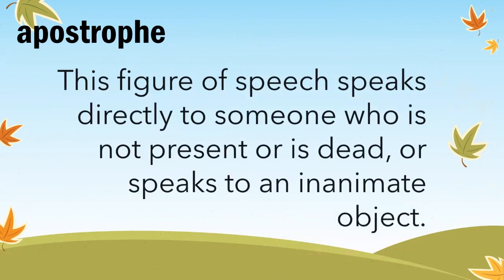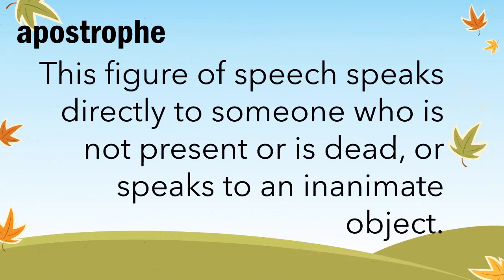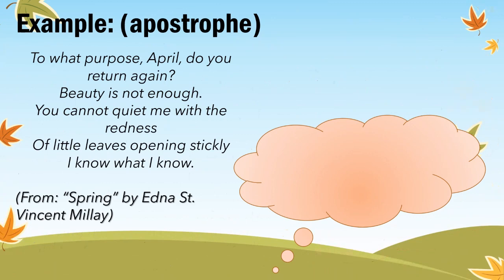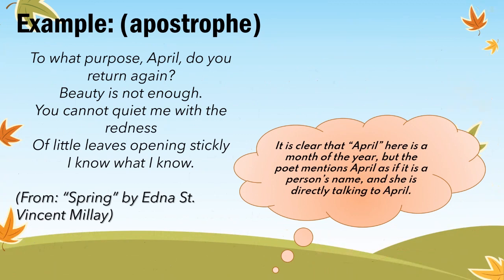Now, apostrophe is addressing something or someone that is not present, that is absent, or that is dead, or it is an inanimate object. From Spring by Edna St. Vincent Millay, the persona is speaking to April, which obviously is a month of the year. So how can we talk to something that is dead or something that is not here, something that is not living? That is what we call apostrophe.